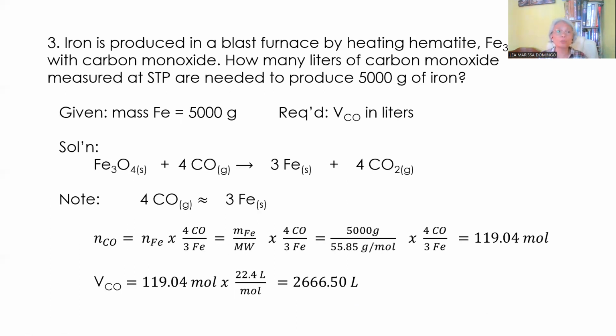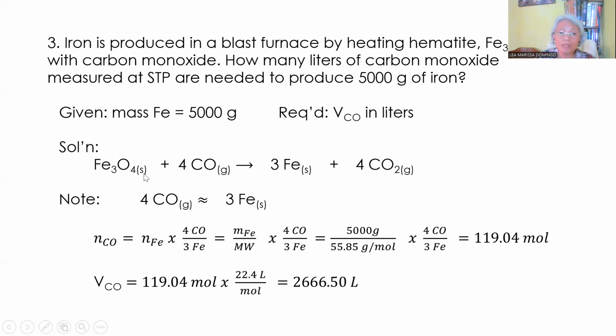And then, we have the third problem. Iron is produced in a blast furnace by heating hematite Fe3O4 with carbon monoxide. How many liters of carbon monoxide measured at STP are needed to produce 5,000 grams of iron? So again, we abstract the data. So given mass of iron, which is 5,000 grams, and we are required to solve for the volume of carbon monoxide needed, no, in terms of liters.